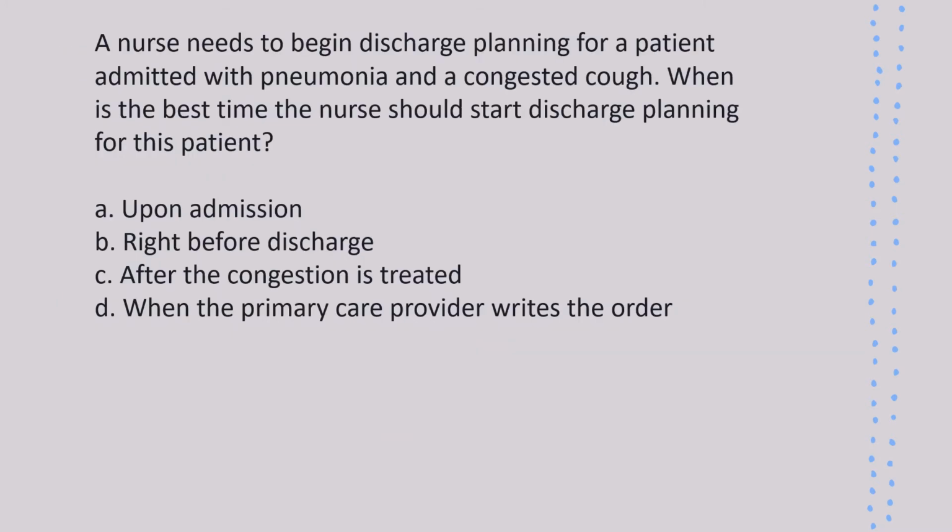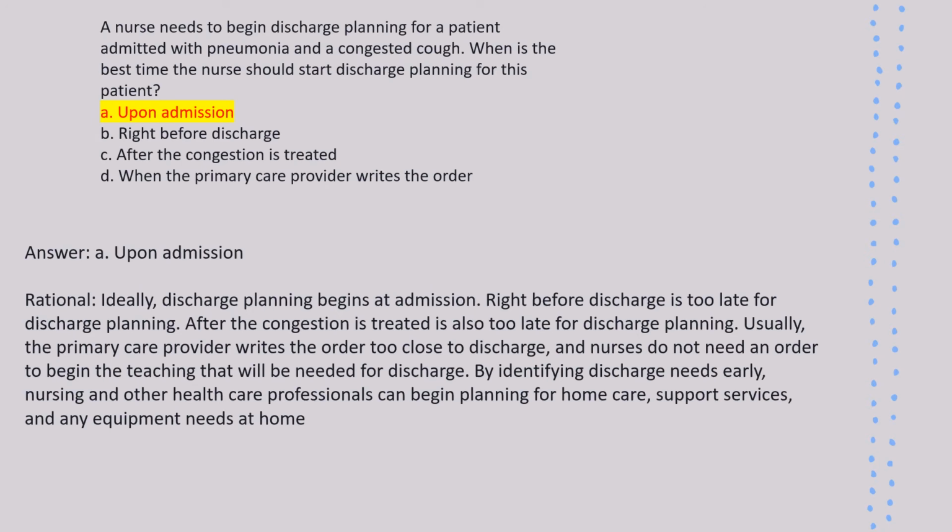A nurse needs to begin discharge planning for a patient admitted with pneumonia and a congested cough. When is the best time the nurse should start discharge planning for this patient? A. Upon admission. B. Right before discharge. C. After the congestion is treated. D. When the primary care provider writes the order. Answer: A. Upon admission. Rationale.